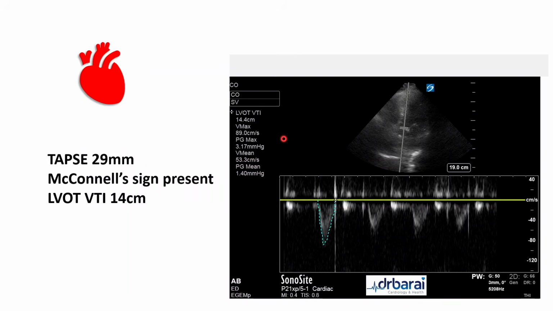is not that great. So in this patient the stroke volume is LVOT VTI multiplied by the area of the cylinder, which is pi, which is 3.14 centimeter. So it will be around how much? 3 multiplied by 14. So we have got 42 ml, which is not that great. Normal stroke volume is 60 to 80 ml. So this is well below normal.